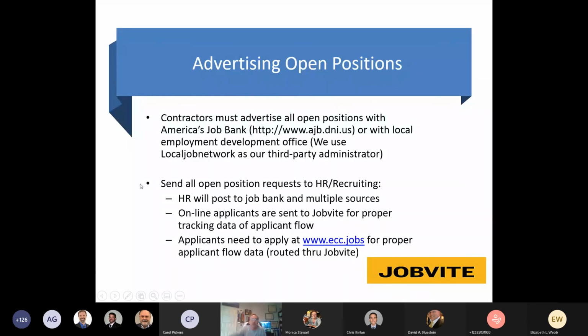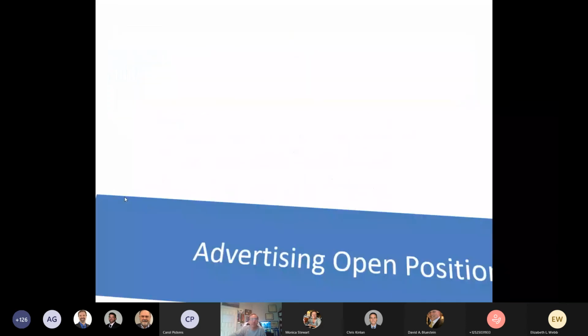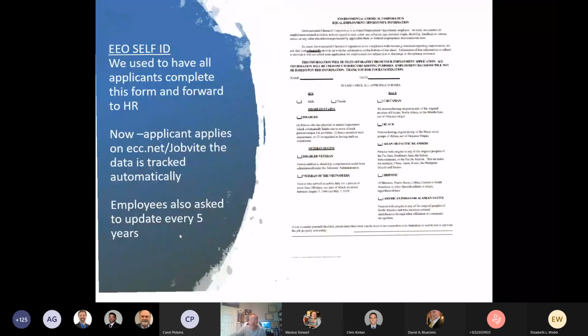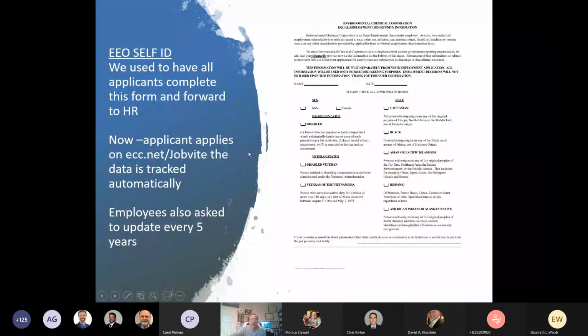All right, self-ID form, I talked about this a little bit. This is the one that many of us are probably familiar with, but for new applicants, it's all online. Everything's on the job site. And again, you just check the right box. That's how we know who you are. It's all private data. Nobody else sees it. And again, we do ask people to verify this data every 5 years if they've had anything that changed.